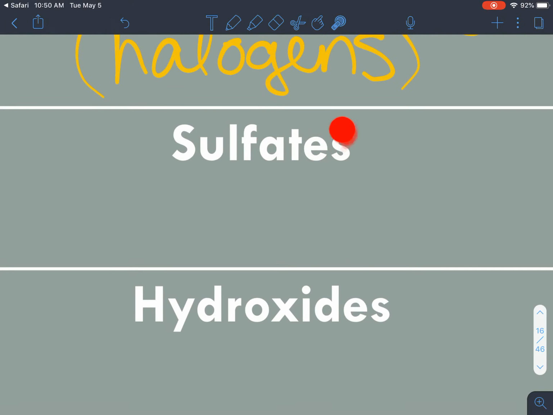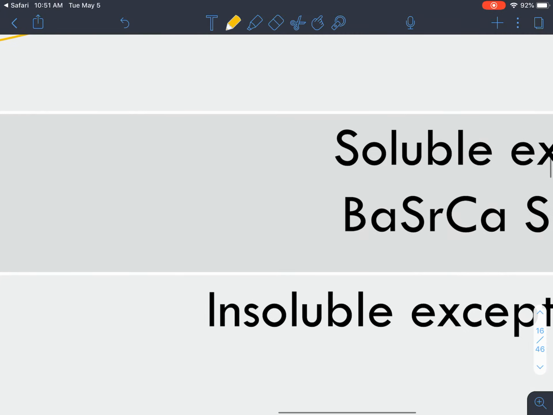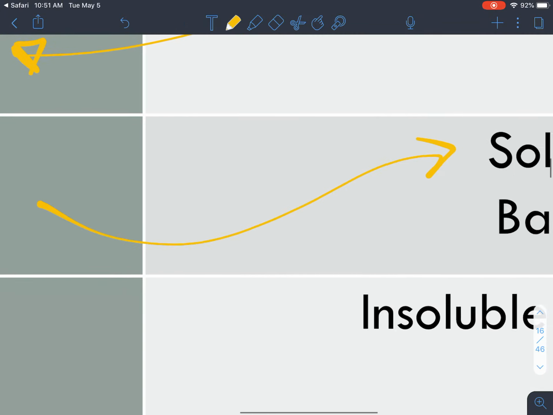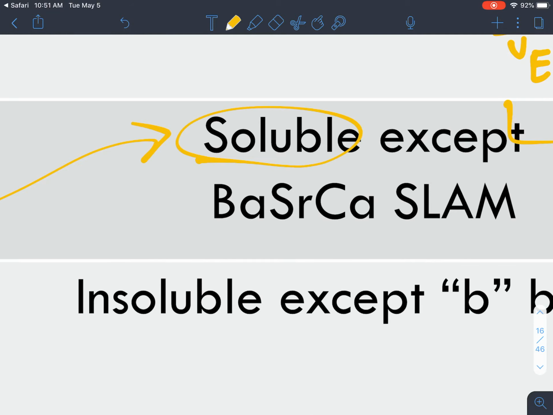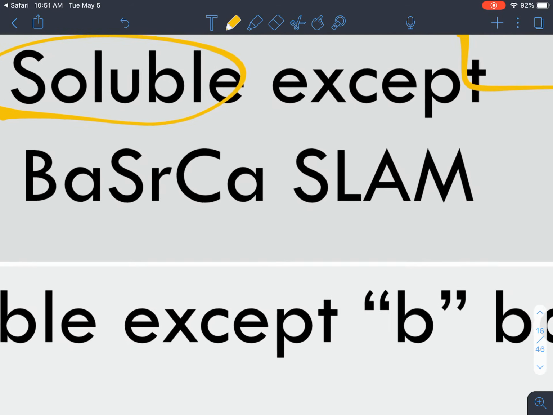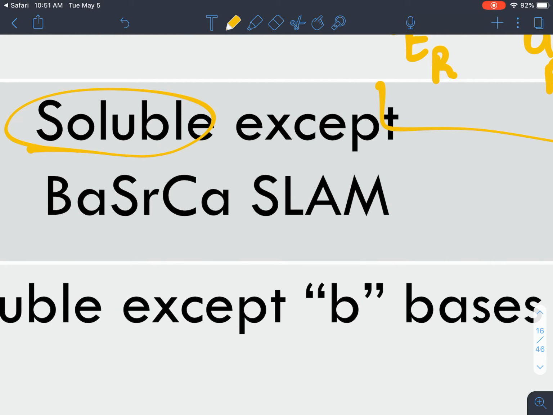Here's another -ate ending. It's on our polyatomic ion sheet, so you're going to want to look up what a sulfate is. You should be finding SO4 with a -2 charge. If you have sulfate as your polyatomic anion, generally they are going to be soluble, and there are a couple exceptions. Here we have Berserker SLAM. So Berserker, we have Ba, Sr, Ca. So we have barium, strontium, and calcium.